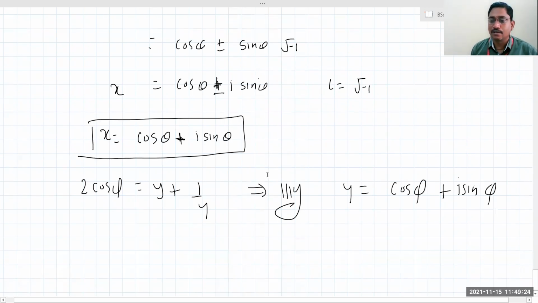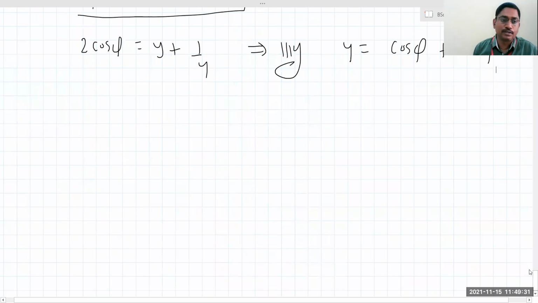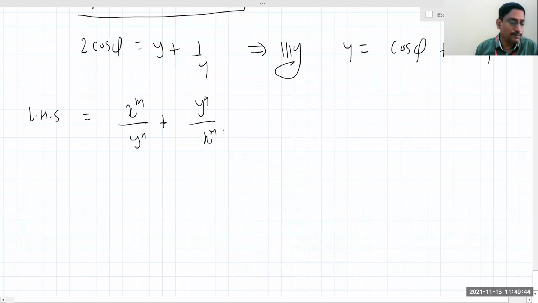Now we have to consider the left hand side and prove that it is equal to the right hand side. So let us start with the left hand side of the equation. What is the left hand side? It is x raised to m divided by y raised to n plus y raised to n divided by x raised to m. So x has m power and y has n power. Out of two values, one value you already considered. So finally we can mention it is one of the values. So I'll just start.